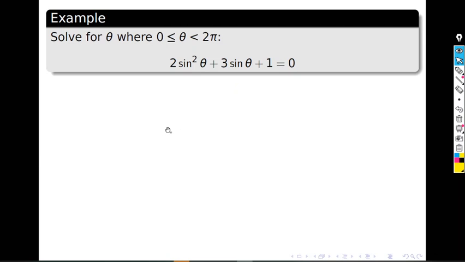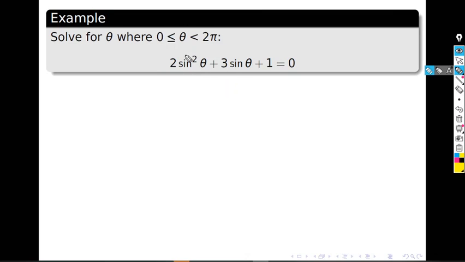Here we've got another example where we're solving a trig equation and there's a sine squared theta in there. Just remembering that that means sine theta all squared. You could imagine that if that was, instead of sine theta all squared, it's x squared and that's x, it would look just like a regular quadratic, wouldn't it? So we can solve this using just the same principles we do for quadratics.